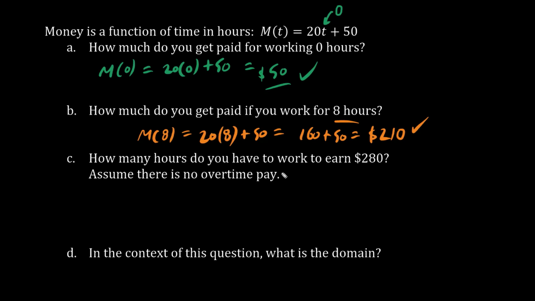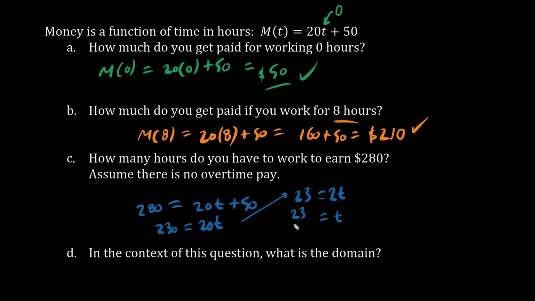How many hours do you have to work to earn 280? So we're going to set money as 280, and we're trying to solve for t. So we have 20t plus 50 equals 280. Using algebra, we subtract 50 from both sides. So we have 20t equals 230. We divide both sides by 10. We have 2t equals 23. Dividing by 2, we have t equals 23 divided by 2, which is 11.5 hours. In reality, there might be some overtime pay, but in this example, we're not worrying about it.